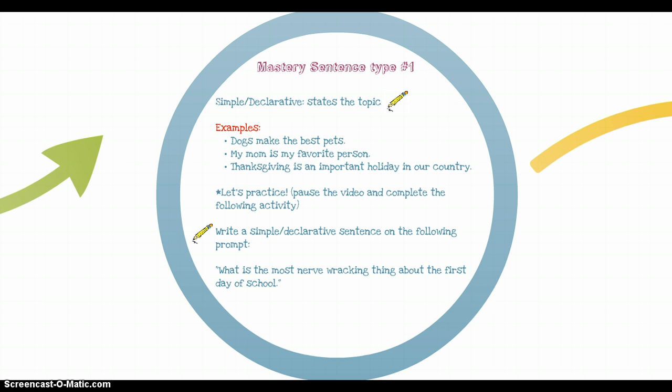So please pause the video and complete the following activity, writing on this simple prompt for a simple declarative sentence. What is the most nerve-wracking thing about the first day of school? Pause the video now and go ahead and write a simple sentence for me, and then resume the video when you're done.